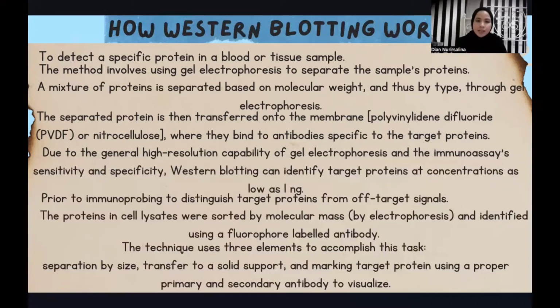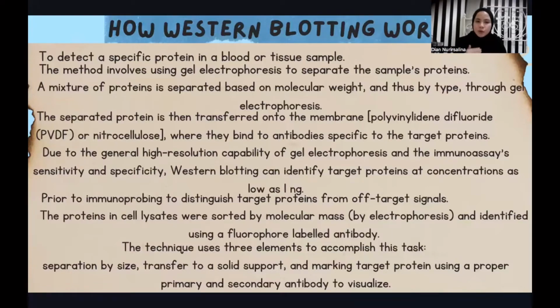The separated protein is then transferred onto a membrane, which is polyvinylidene difluoride (PVDF) or nitrocellulose, where they bind to the antibodies specific to the target proteins. Due to the general high resolution capability of gel electrophoresis and the immunoassay's sensitivity and specificity, Western blotting can identify target proteins at concentrations as low as 1 nanogram.